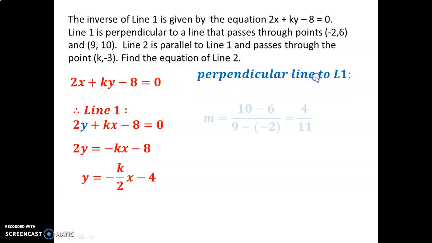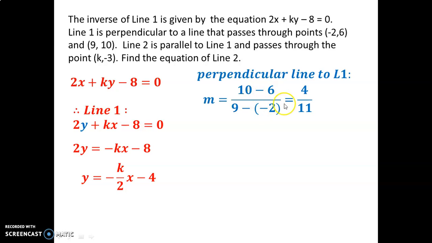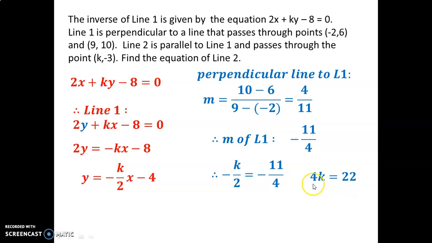So perpendicular line to line 1, you take the 2 points, you find the slope, and then the slope of the perpendicular one using those 2 points is this. Therefore the slope of line 1 must be this, because we took that reciprocal and made it negative. So now we know line 1, this slope is equal to this here. So negative k over 2 equals that. Solve, and we have k equals 5.5. And I can cross multiply that to solve like that.